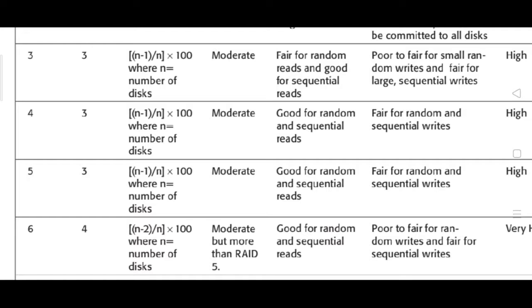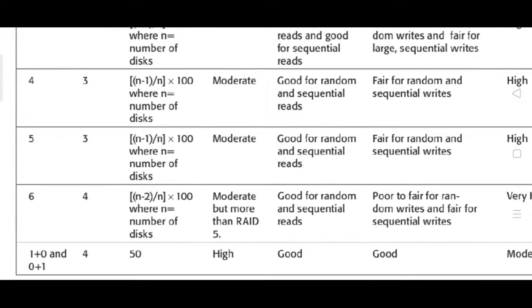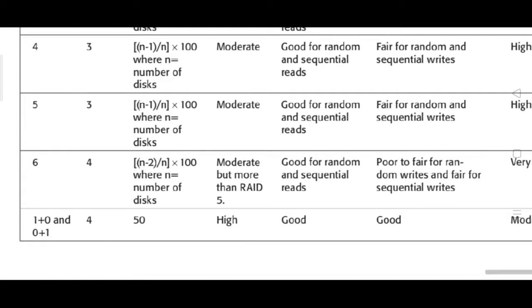Out of 4, one is used for parity, one is used for its replica, so dual parity, 2 are done. The remaining 2 are the minimum number of disks required for implementing striping, right? So n minus 2 disks can be utilized out of n disks, because those 2 are used for parity. So (n minus 2) divided by n into 100 is the way we calculate the efficiency.